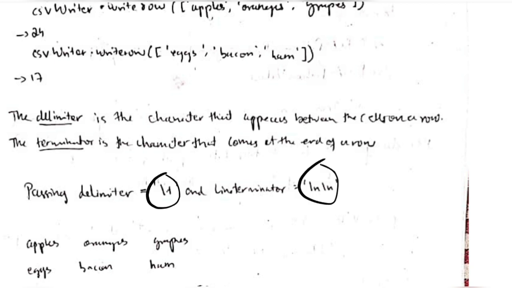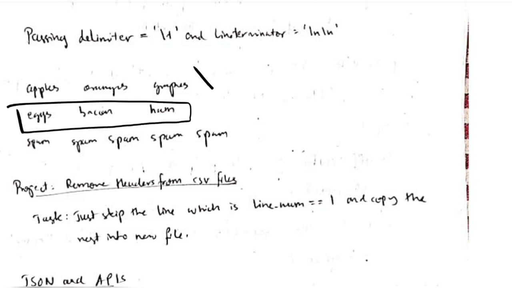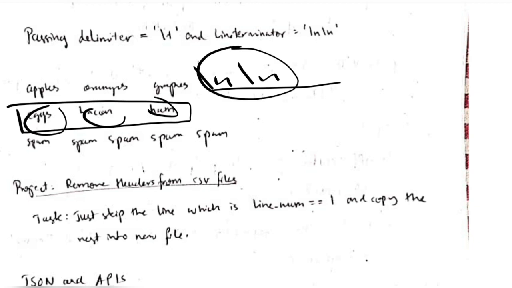For example, if you have to display these values, apples and oranges and grapes are all separated by a /t, because there is a space in between. For the next row, I have to add a line terminator after grapes. Otherwise, eggs, bacon and ham will be placed here. I don't want that, I want it to be a separate row, so I'll be specifying the line terminator.